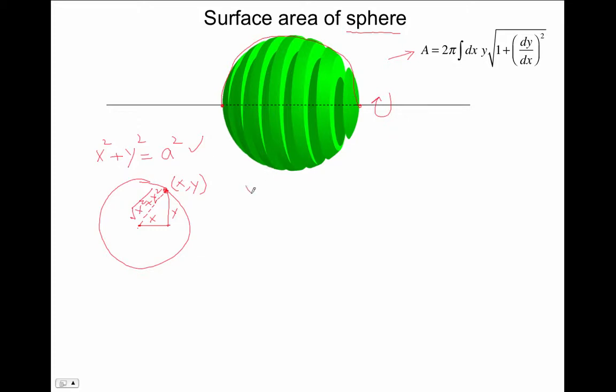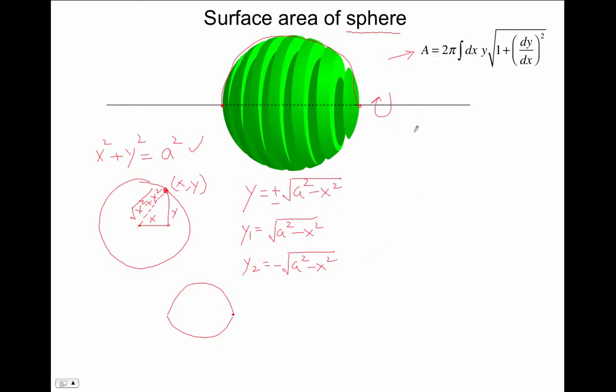Now let's solve for y. y becomes square root of a squared minus x squared, but then it could also be plus or minus. Actually, these are two different functions. You could say y1 is plus square root of a squared minus x squared, and y2 is minus square root of a squared minus x squared. That reflects the fact that there's a semicircle above and also that there is a semicircle below.